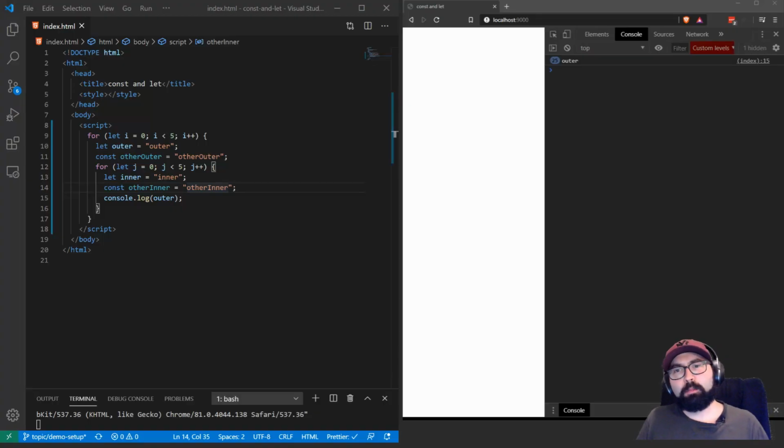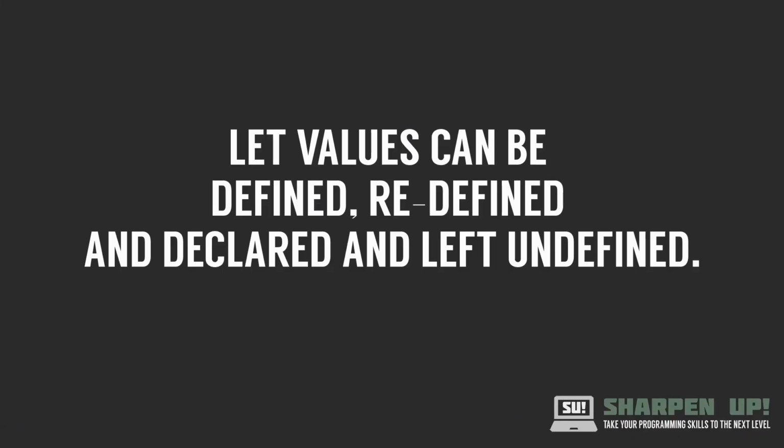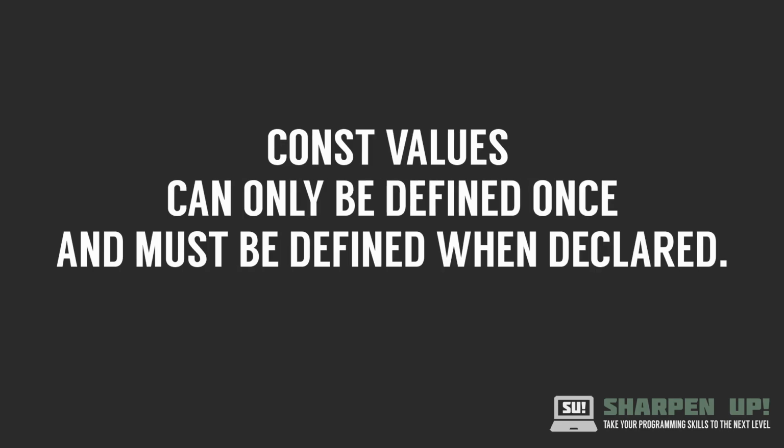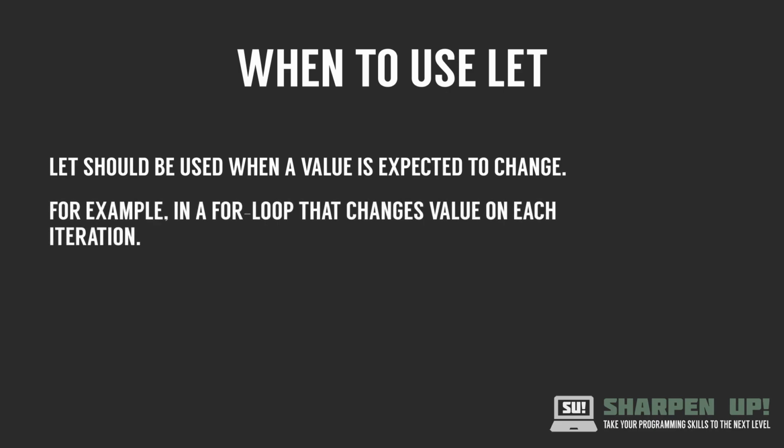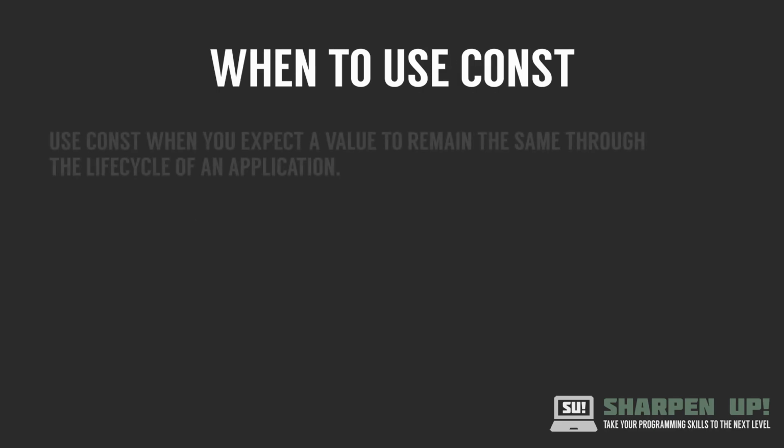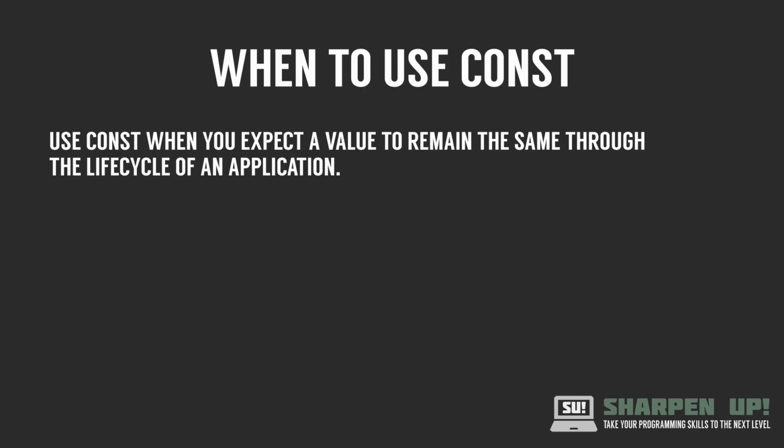As we've just seen, both const and let are block scoped as opposed to the function scope var, but const and let are not identical and each has their own distinct purpose. Let values can be defined, redefined, or declared and left undefined. Const values can only be defined once and must be defined as soon as they're declared. Let should be used in any place where a value is expected to change, for example, in a for loop that changes value on each iteration. Conversely, use const when you expect a value to remain the same through the life cycle of an application.